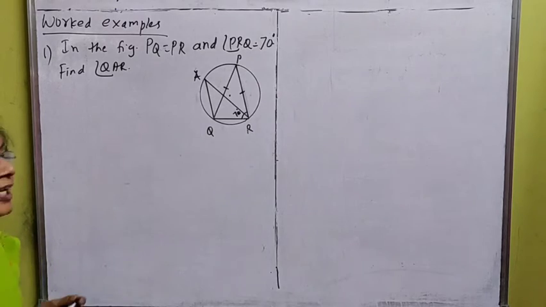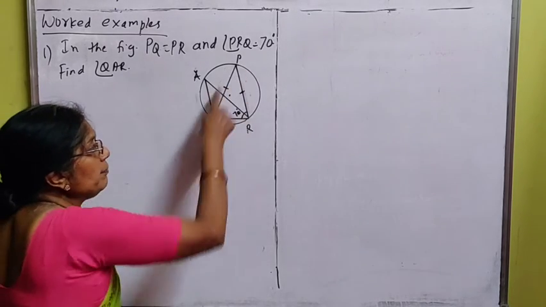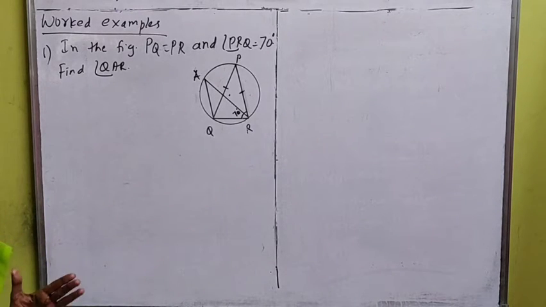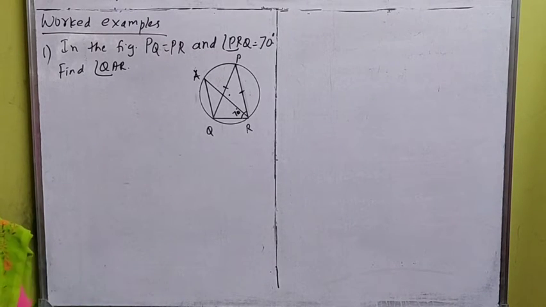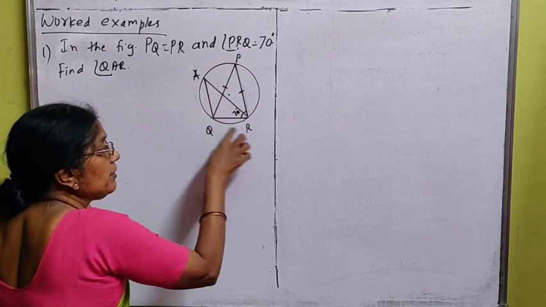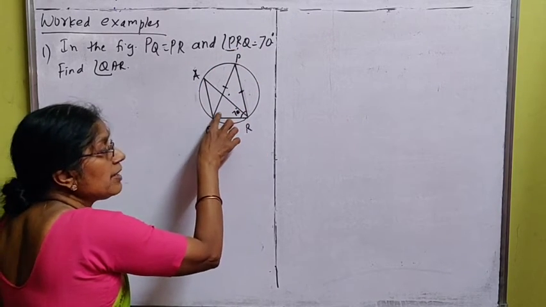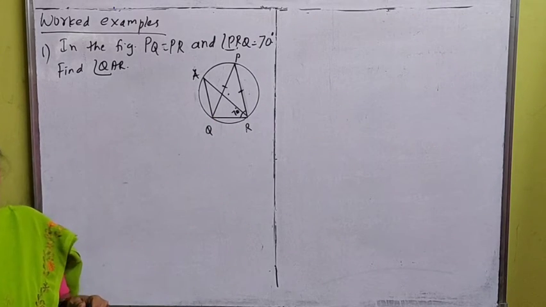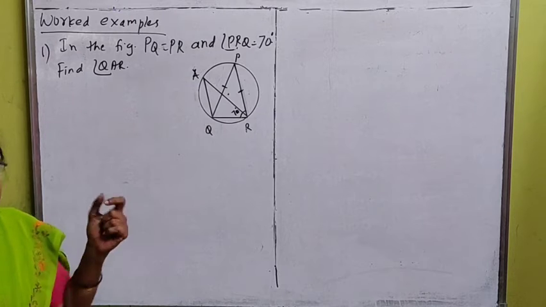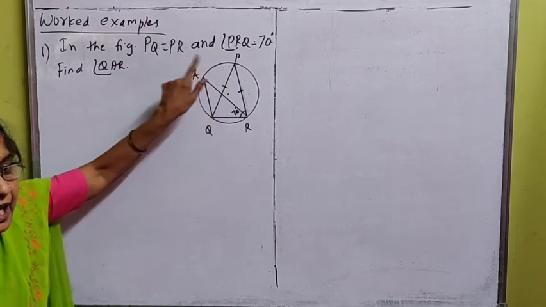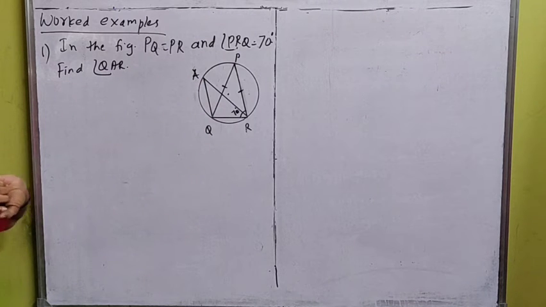How to find angle P in this? Now look here. In PQR, PQ is equal to PR. Sides are equal means the opposite angles are also equal. That means angle PRQ is equal to angle PQR, so that also becomes 70 degrees. In a triangle, the sum of all three angles is how much? 180 degrees. That concept we will use here. We will find angle P and then show that it is equal to angle A.